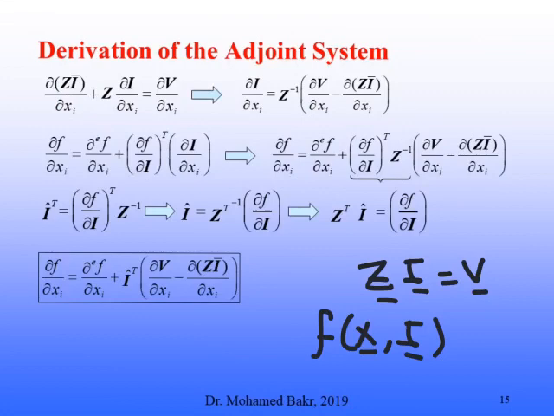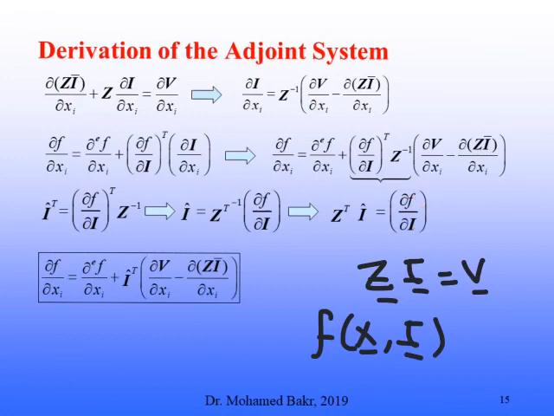Let's take the transpose of both sides, and the transpose of the inverse is the inverse of the transpose. We can multiply by Z transpose both sides. You obtain this expression here. We call this one the adjoint system. It's another numerical simulation. Its impedance matrix or its stiffness matrix is the transpose of the original matrix Z. And the excitation here is partial f partial I. It's very important to remember partial f partial I.